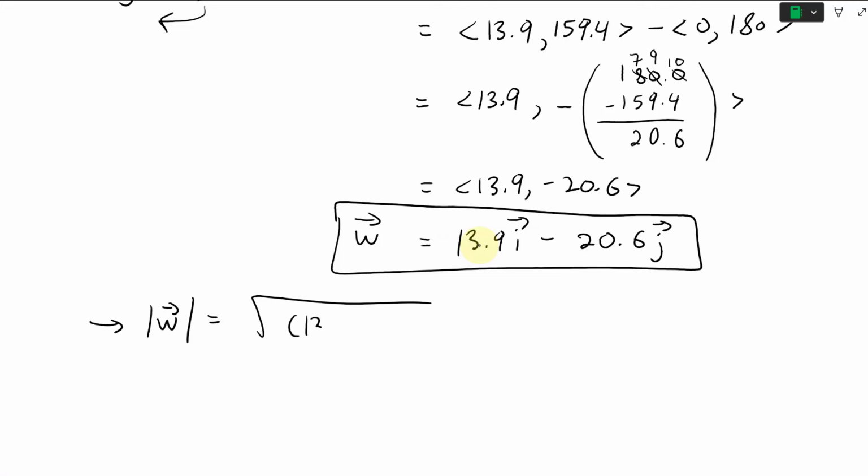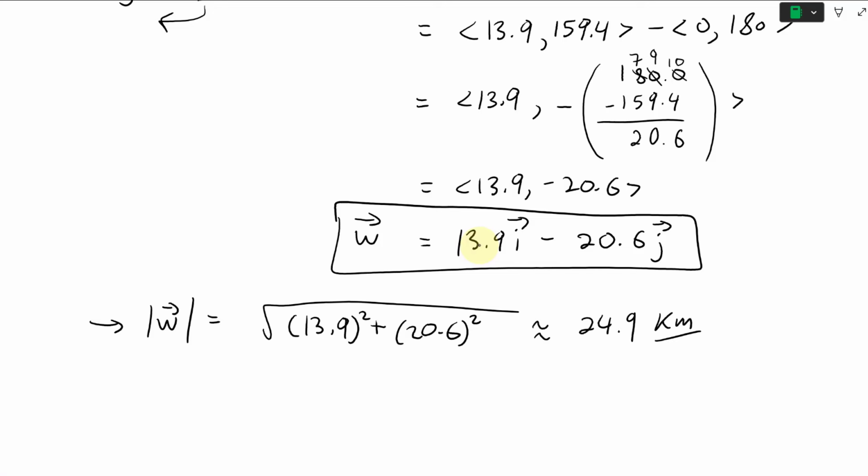So we're going to get 13.9 squared plus 20.6 squared, like that. And plugging this into the calculator, we get roughly 24.9 kilometers per hour. And that is our wind speed.